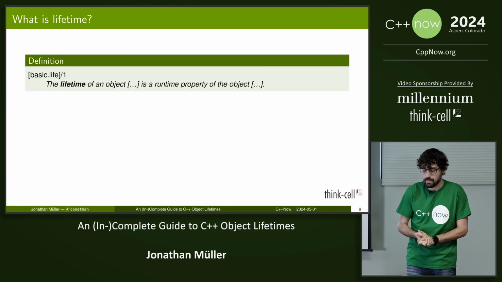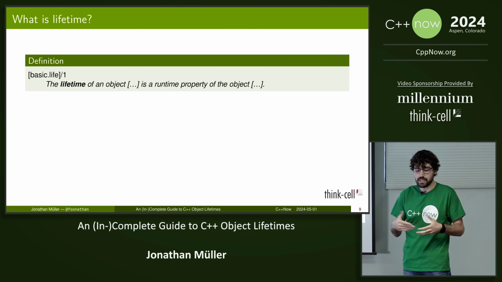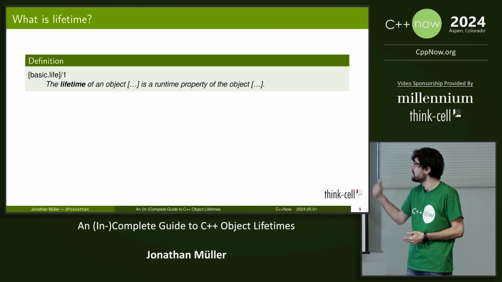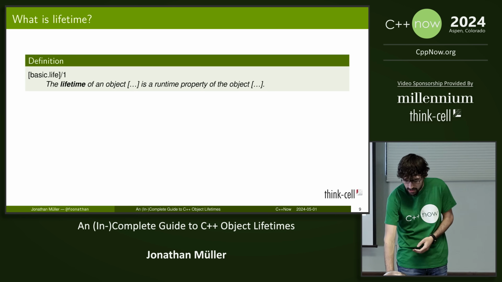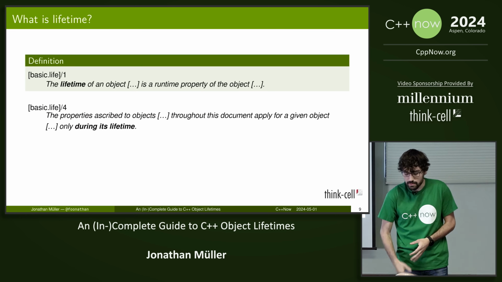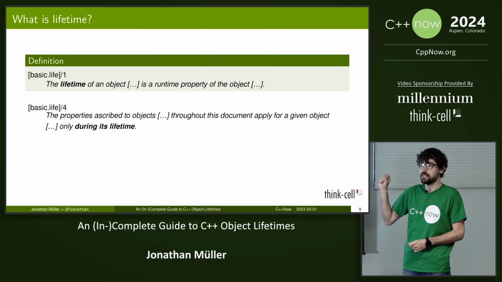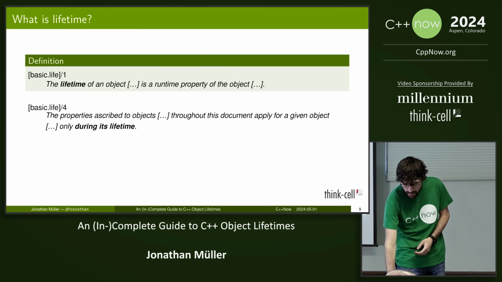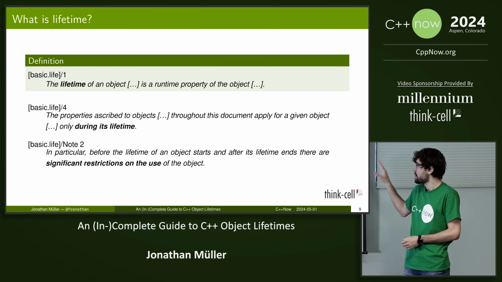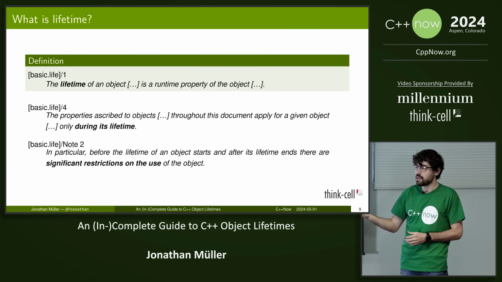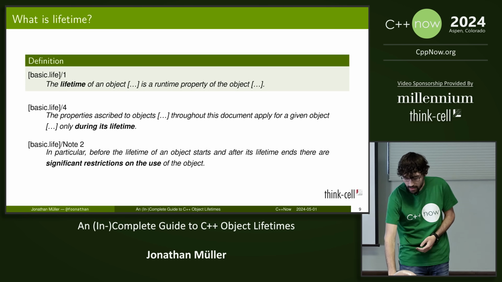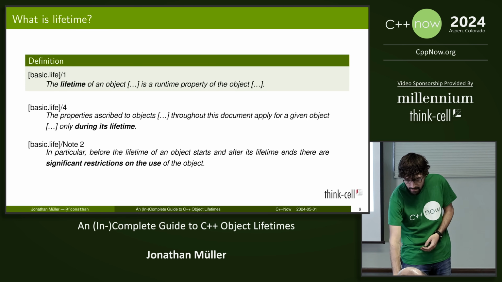Now, what is lifetime? The lifetime of an object is simply a runtime property of an object. So if you've got our objects, they have a bunch of properties like the type, and the lifetime is another property of this object. And it's a pretty important property, right? Because all other properties of an object are only really valid through the lifetime. And in particular, before the lifetime of an object starts or after the lifetime has ended, there are significant restrictions on how you're allowed to use that object. So lifetime is a pretty essential property.